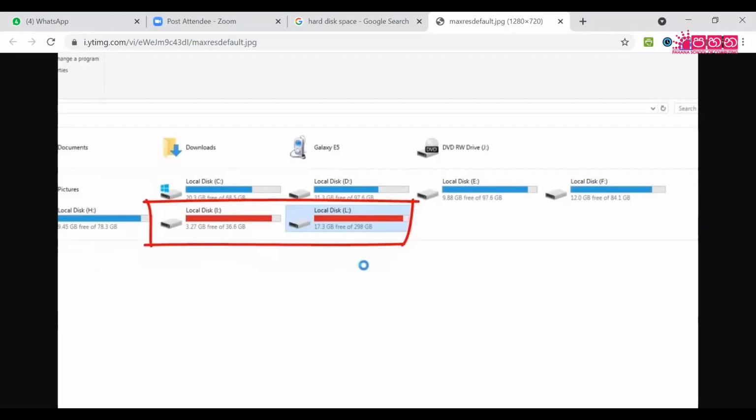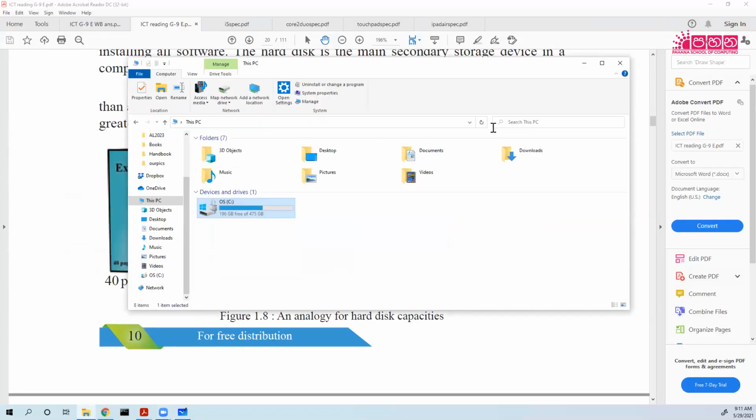So in my machine, as I told you earlier, I have only one partition, so that is the size. In my case, I have 475 gigabytes. That's the size of my hard disk. Right, what is the size of your hard disk?